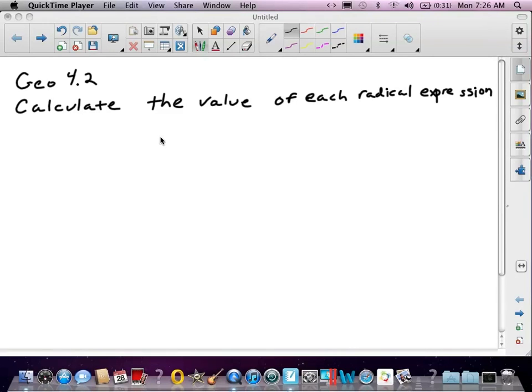Okay, this is Geometry, Chapter 4, Section 2. We're going to take a look at the problem set in Unit 2 of the skills practice. Calculate the value of each radical expression. So let's take a look.